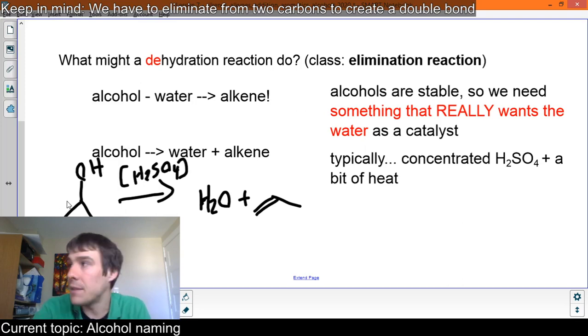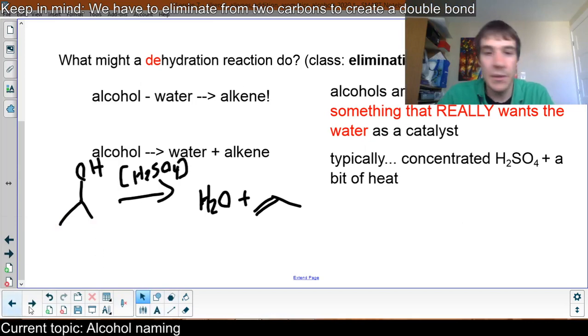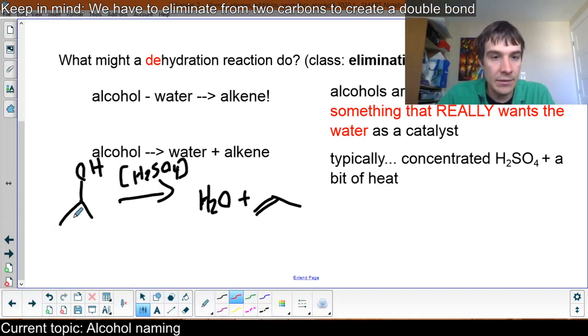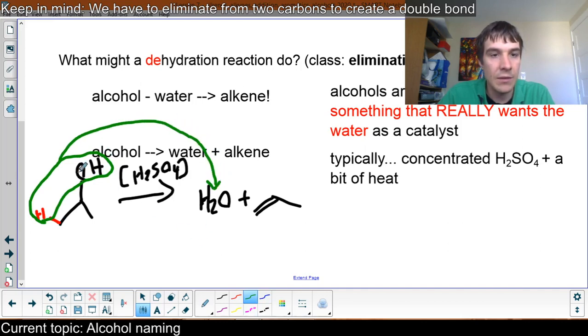I'm going to give myself some room by moving my face over to the corner. The thing that we're eliminating on the other side is the hydrogen. One of the hydrogens on this side, those two together are going to make the water, right? This hydrogen and this oxygen are going to leave and make the water, leaving behind an empty space, and that's where the double bond is going to be created. So yeah, that's an elimination reaction.